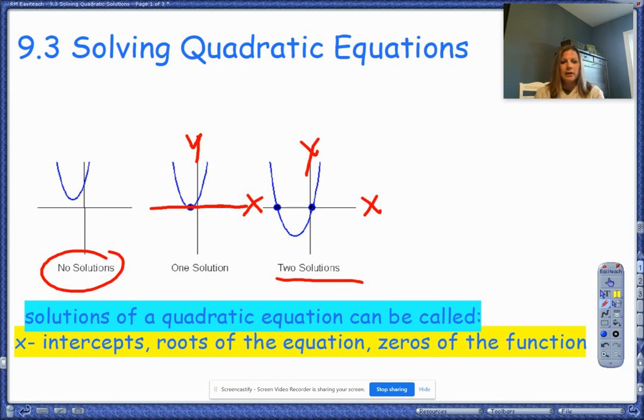So the solution of a quadratic equation is where the parabola crosses our x-axis. So the x-intercepts of the parabola. They're sometimes called the roots of the equation or the zeros.